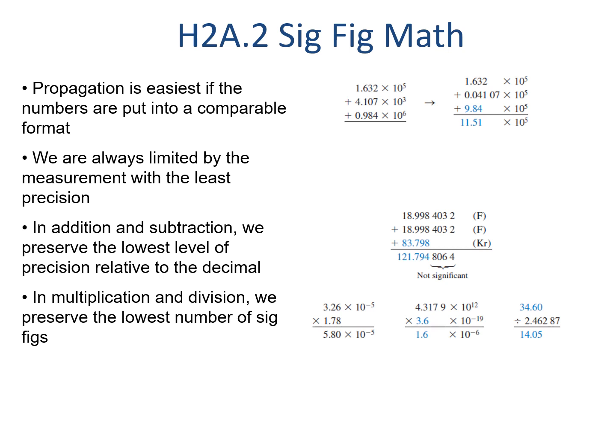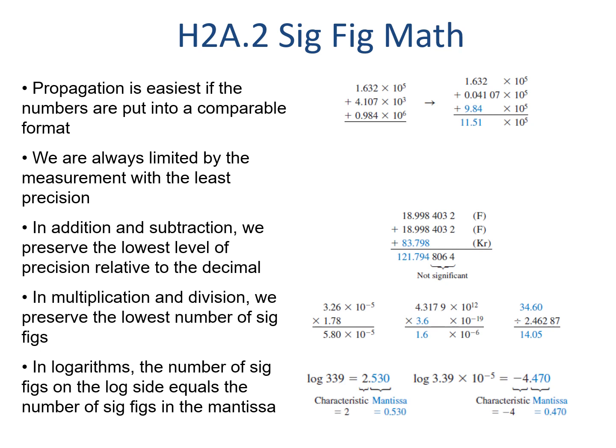So far, these rules might be review. You probably haven't thought about sig figs for logarithms, which are important for pH calculations. The logarithmic number always has 2 parts. The part before the decimal is called the characteristic, and the part after the decimal is called the mantissa. Only the mantissa is considered significant in logarithmic values, like pH values.